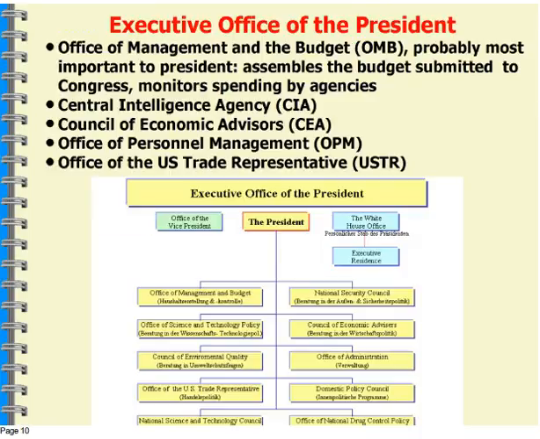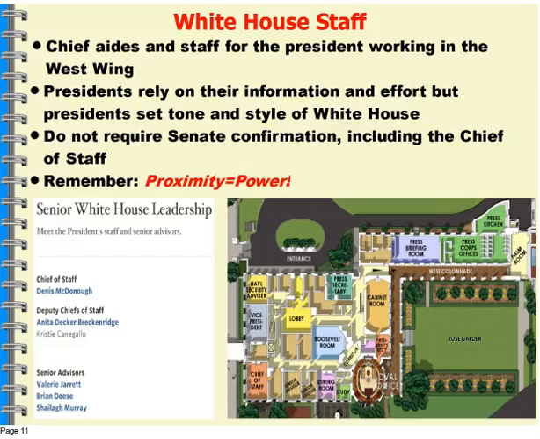In terms of the executive office of the president, as I mentioned, CIA would fall into this category, the Council of Economic Advisors. Also OPM, the Office of Personnel Management, people who are responsible for the hiring and firing of those in the bureaucracy. And the trade representative, looking at, again, as I talked about, fair trade.